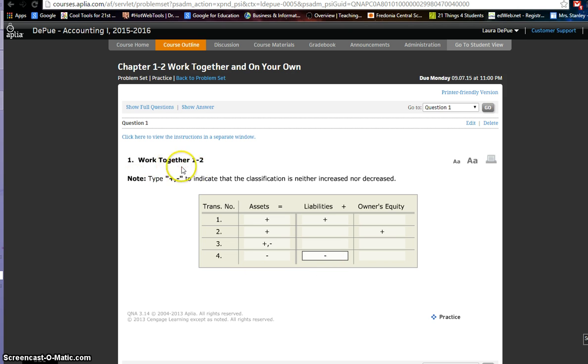So this concludes the work together for 1-2. Go ahead and finish this problem and move on to the on your own problem.